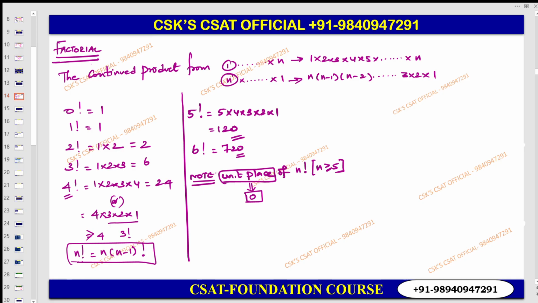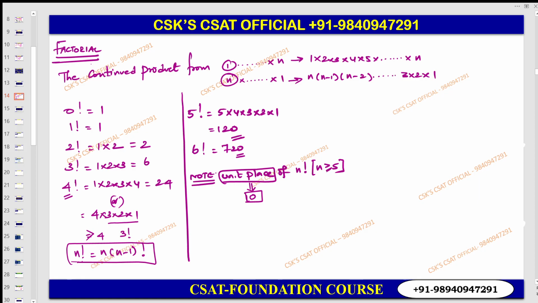This factorial concept applies not only with respect to the unit place, not only with respect to the remainder, not only with respect to divisibility. This factorial plays a part in a lot of questions. Even in 2022, there was a question like 15 factorial is equal to 3 power m into n, find the value of m. So this kind of question is also there.